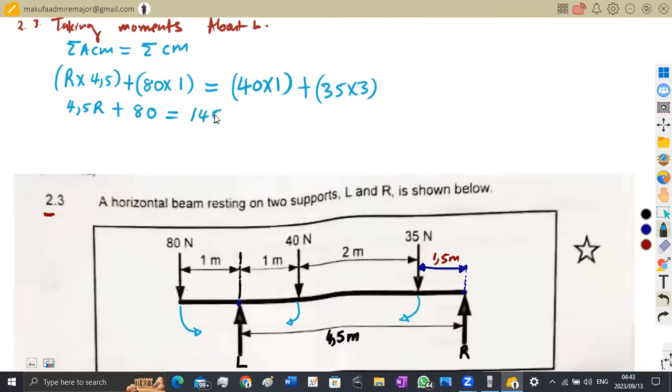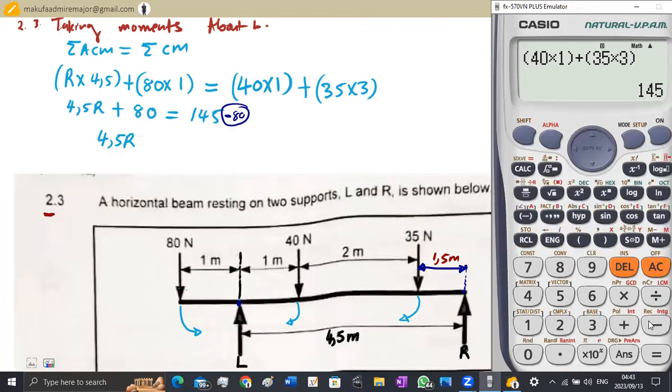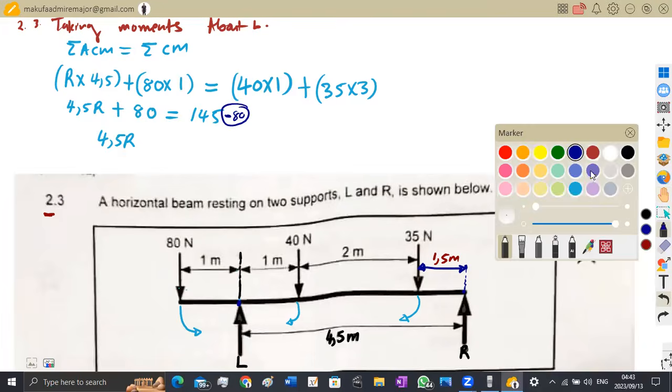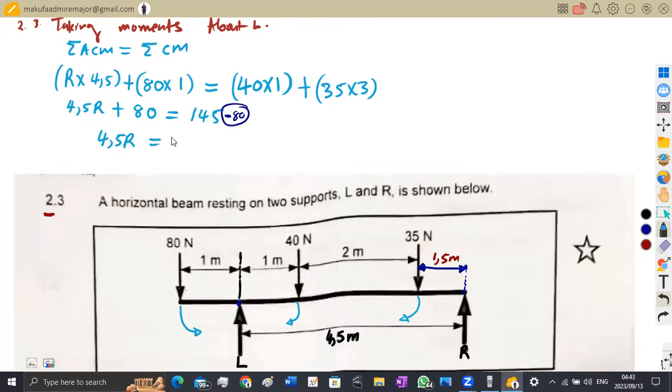So here we are going to obtain 145. If we are to find R here, we can transpose the 80 to this side. If we transpose 80 to the other hand here, it is going to be a negative. In this case, it was a plus. So on this side, we are going to subtract the 80. So on our calculator, from 145, simply subtract 80. In this case, we've got 65. So we are going to have 4,5 R being equal to 65 in this case.